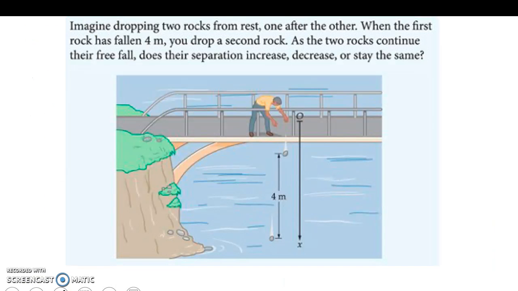So let's say we drop two rocks from rest, one after the other. When the first rock has fallen 4 meters, you drop the second rock. As the two rocks continue their free fall, does their separation increase, decrease, or stay the same?